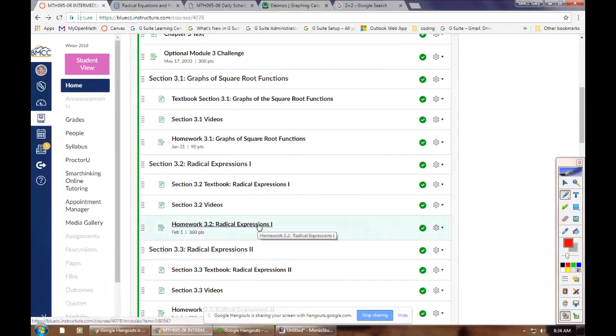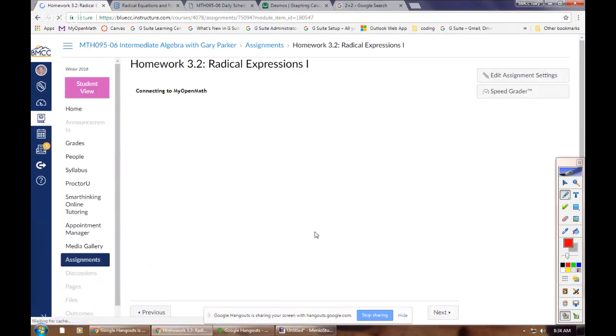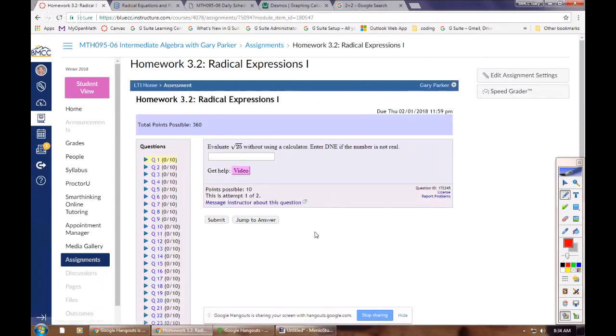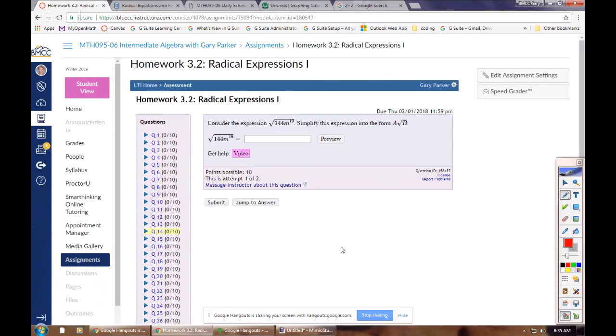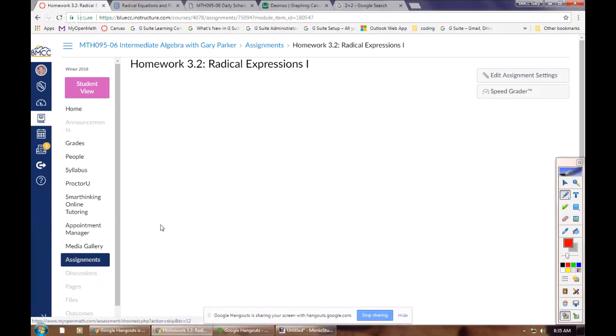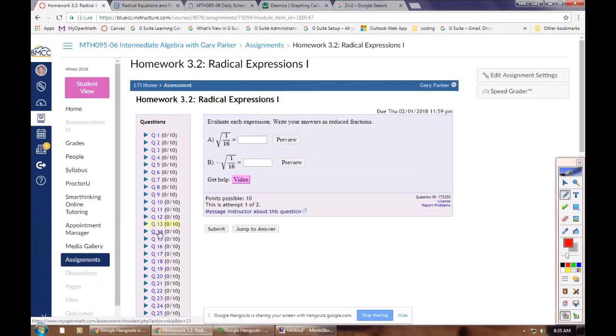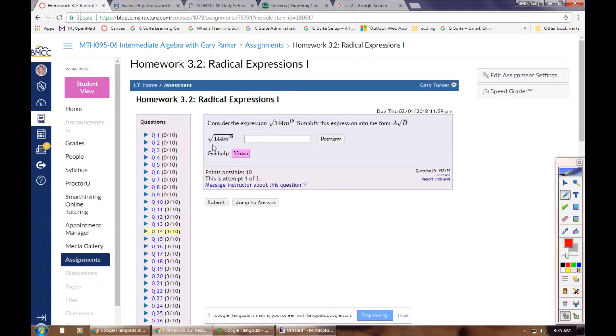All right. Oh, I lied. I got to show you one more thing. Let's pick a homework problem. Not that one. Not that one. Let's look for a slightly easier one. No, I guess we'll do that one right there. Okay. Square root of 144 m to the 19th. Yeah, we can do that.